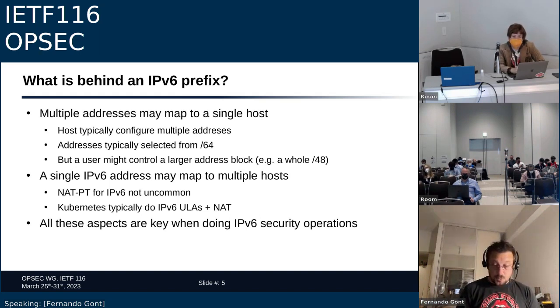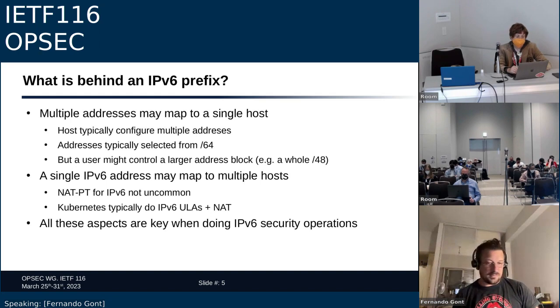First of all, it's super common that multiple addresses map to a single host. And this is because, as we were discussing before, hosts normally configure multiple addresses, okay? These addresses are normally selected from the same /64, assuming that the host is connected to a single network. But for example, if it's an advanced user or if it was an attacker, you may assume that actually they may be selected from a larger address block. Like, for example, the user or the attacker could get a whole /48 from the ISP, or even if the user doesn't get a /48, the user might apply, for example, to a free account at tunnelbroker.net and get a /48. So that the user or the attacker could potentially select addresses from a /48.